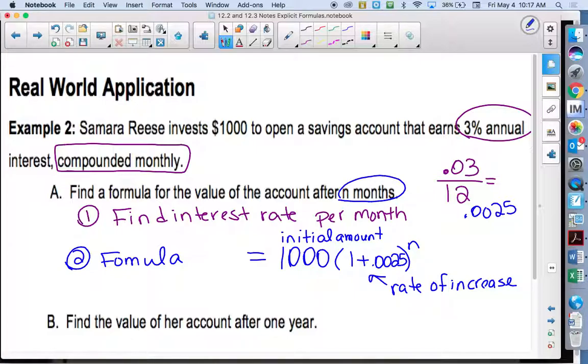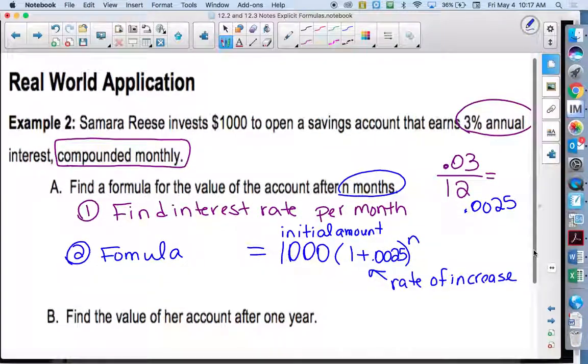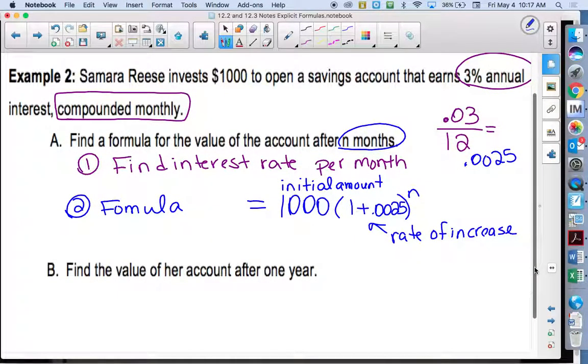A formula has to have a variable in it. So you take your initial amount, the rate of increase, it's increasing, so it's 1 plus. If it's decreasing, it would be 1 minus. And then it does need to be set equal to something, so I'm just going to put a V for the value of the account. Remember, a sequence uses the n as a subscript, so V sub n.